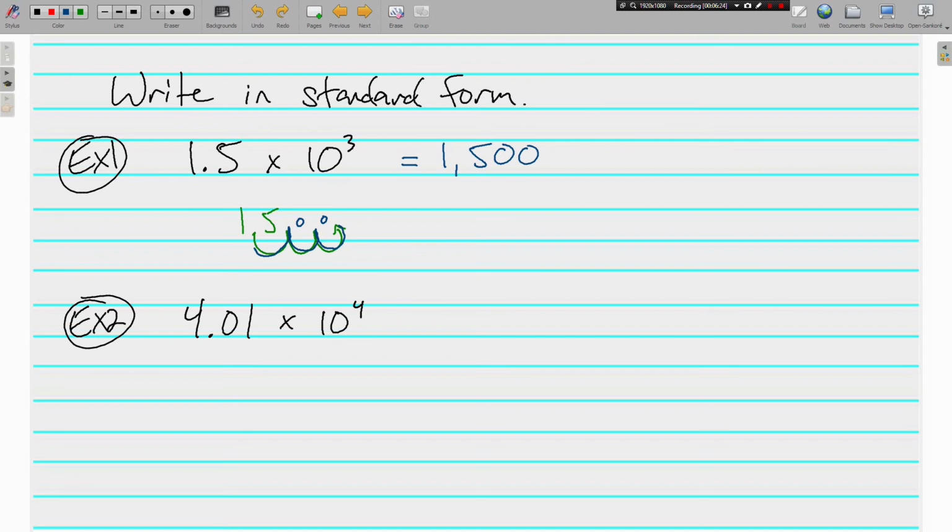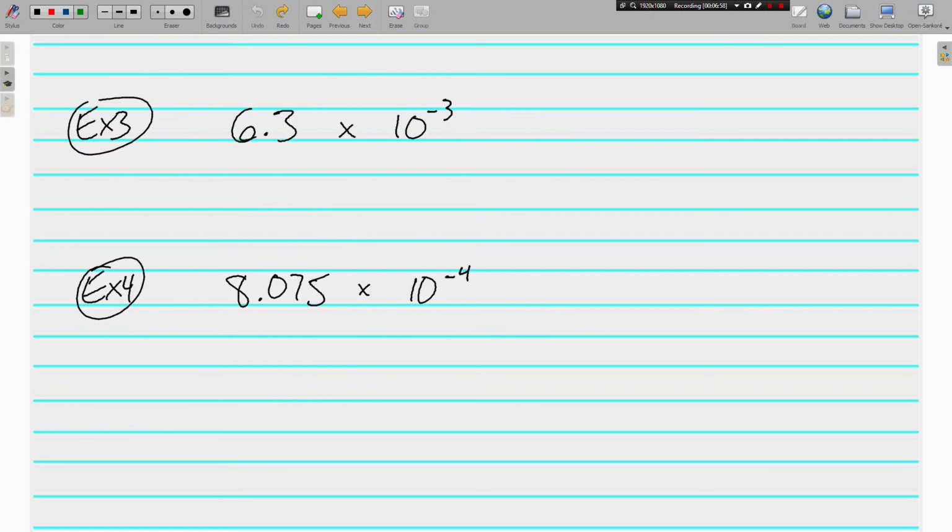Same deal here. 4.01 times 10 to the fourth. 4.01, and it's going to get moved 1, 2, 3, 4 times. It does not mean put 4 zeros on it. Don't do that. Move the decimal 4 times to the right. And what do we have there? 40,100. Positive exponents make big numbers. Negative exponents are going to make small numbers. Not negative, just small, less than 1.